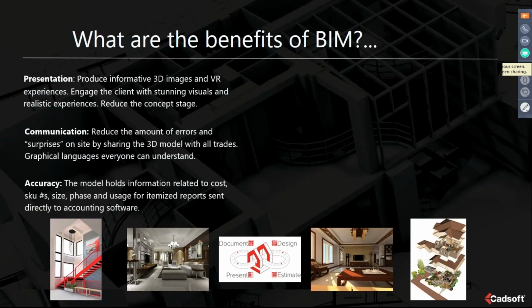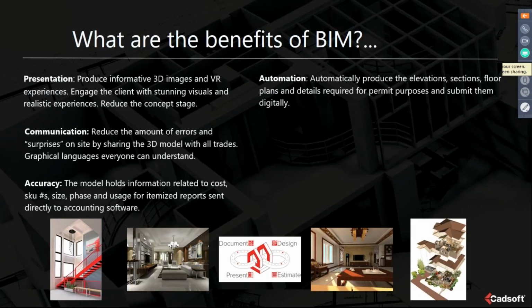Accuracy. The model holds information regarding cost and SKU numbers. It can have sizes associated to it, phases of construction and usage in the reports, and those can be sent directly to the accounting software. So instead of having to retype everything and maybe missing something or typing in something inaccurately and getting the wrong SKU number in your accounting software, now everything is just digitally passed along, and you don't have to worry about that human error factor when we're retyping and redrawing through all of the different processes.